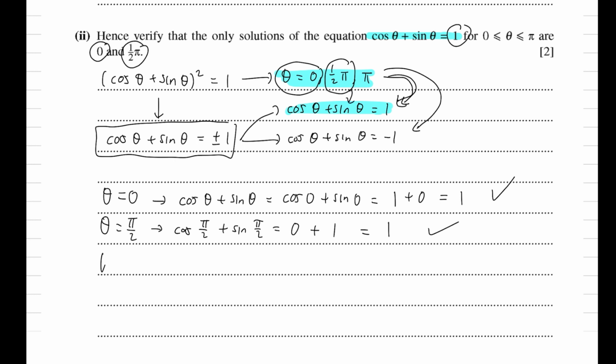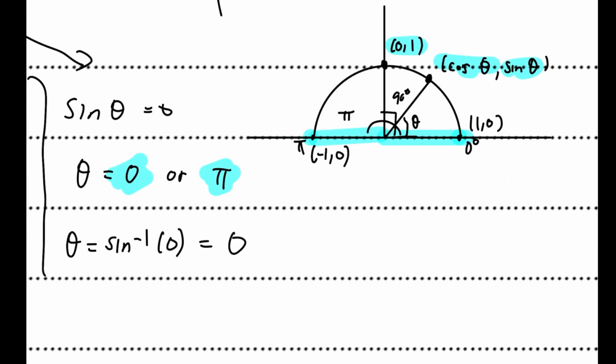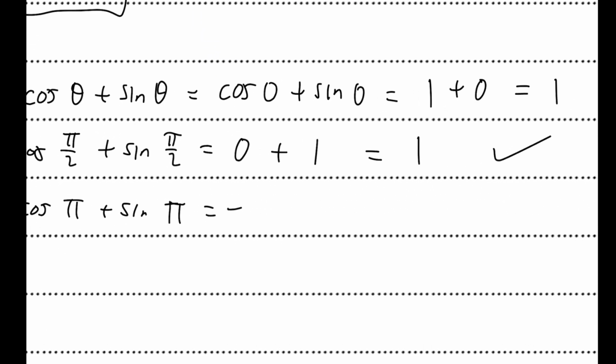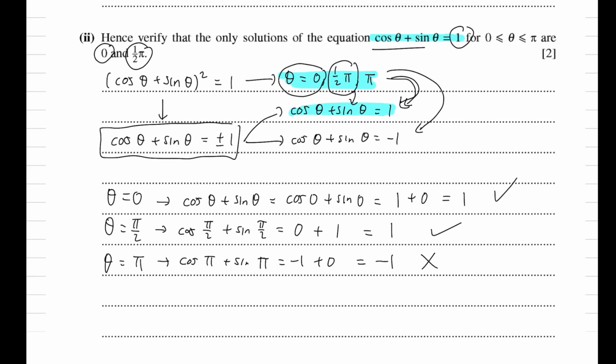But the last one, theta equals pi: if you substitute cos pi plus sin pi, cos pi, if you look at the unit circle here, equals negative 1. And the sine is 0. So that gives you minus 1 plus 0. That equals negative 1, which is not the one that we are looking for, because we are looking for equals 1, not equals this. So the only solutions are 0 and pi over 2.